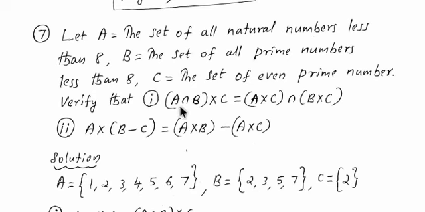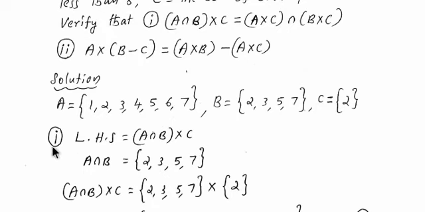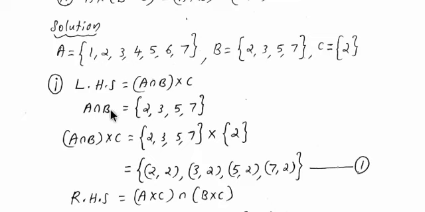Then first one. First take LHS. Here LHS is A ∩ (B × C). First find A ∩ B. Intersection means we take common elements between the first set and the second set. Here the first set is A, the second is B. Take common elements between A and B.